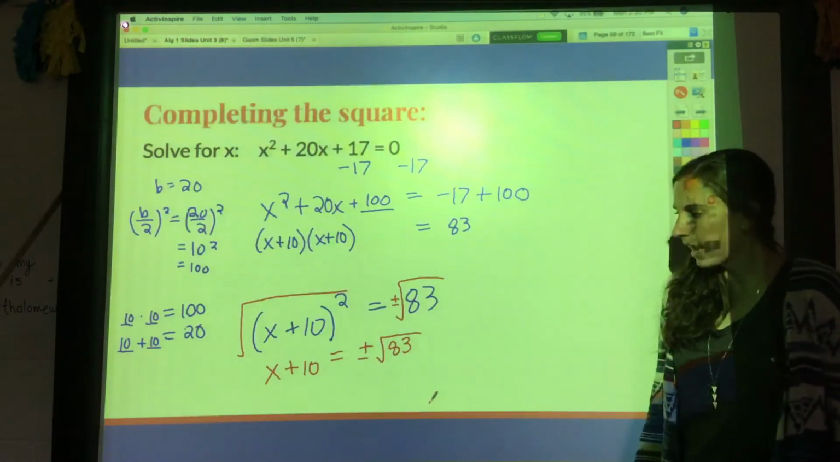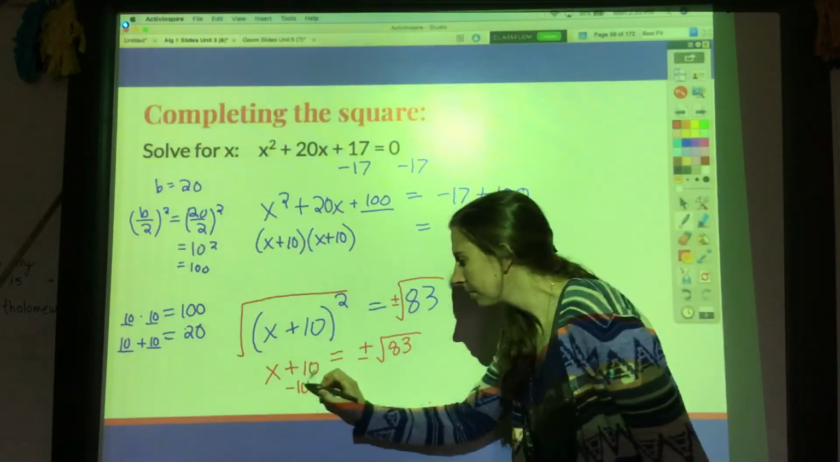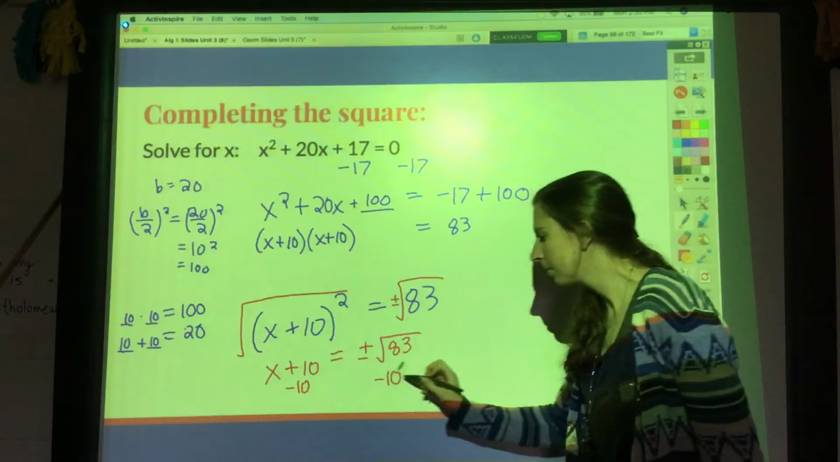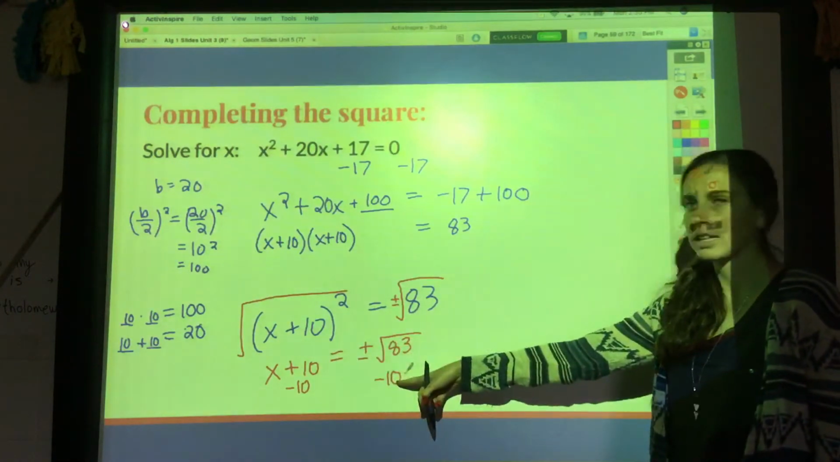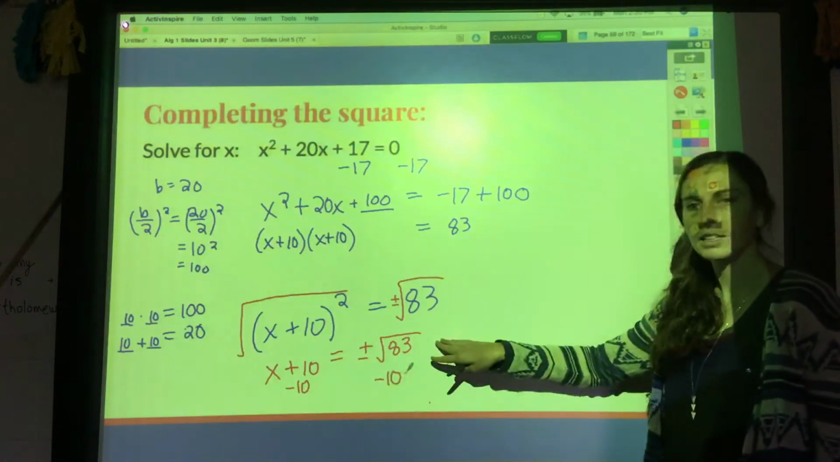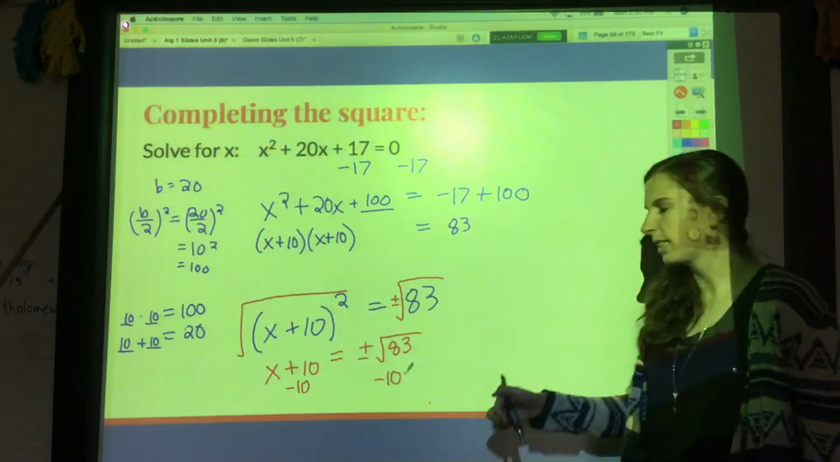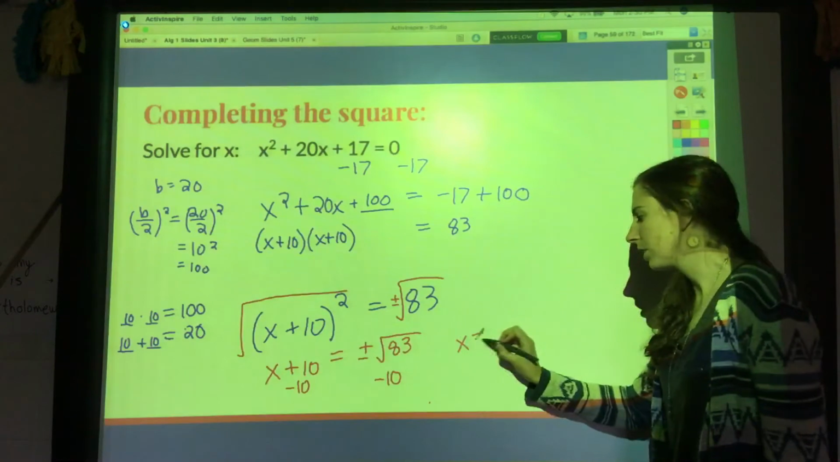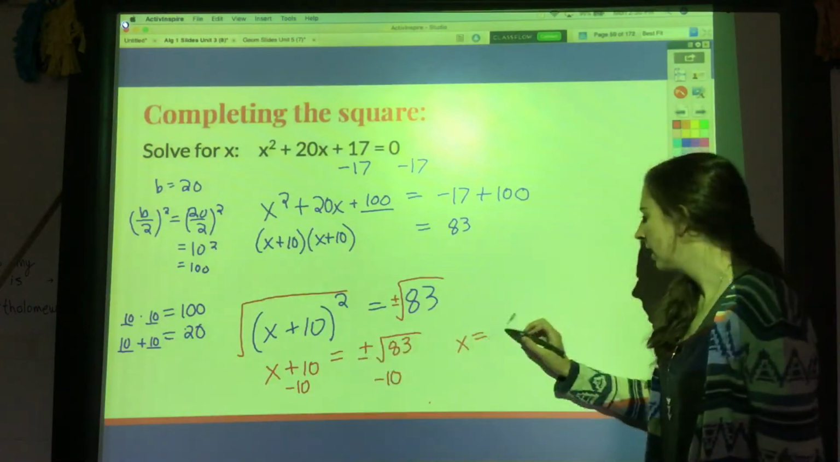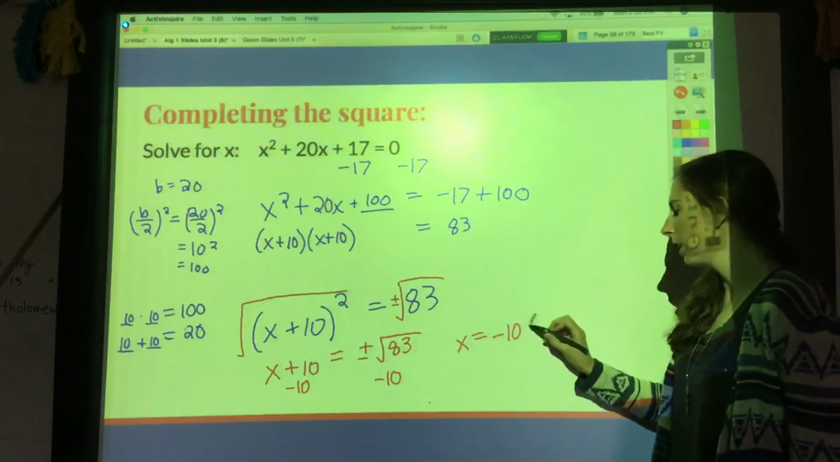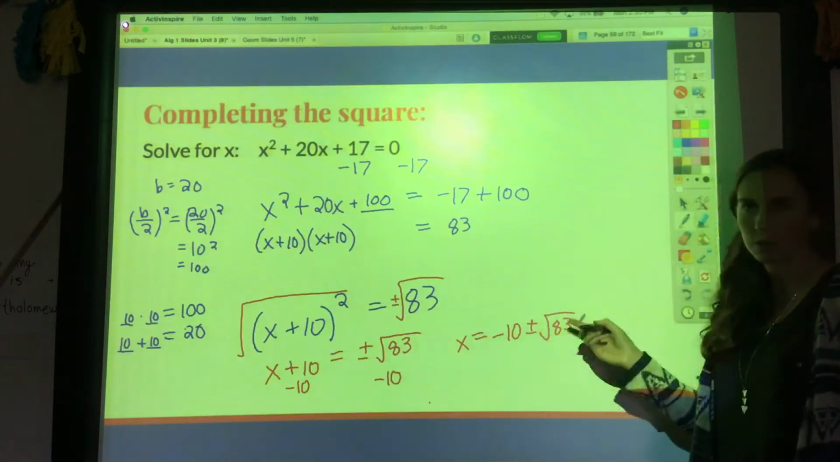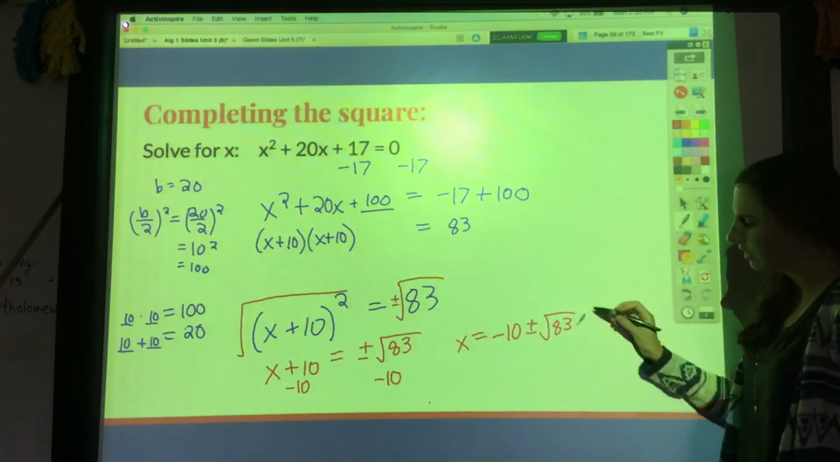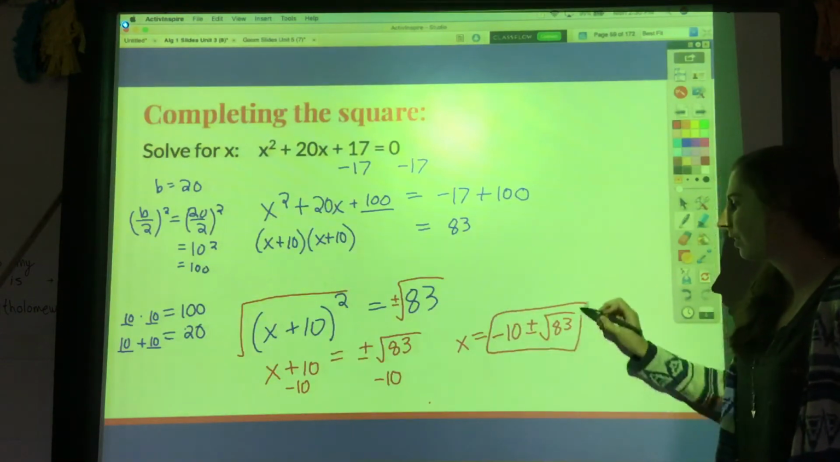All right, and then to get x by itself, just subtract it. So these don't combine because that's under the radical and that's not. You can put minus 10 on the end. You could put minus 10 in the front. It doesn't matter. But my final answer, I'm going to put it in the front, is negative 10 plus or minus square root of 83. That will give you a decimal, 2 different decimals actually. I'm going to just leave it as a simplified radical though.